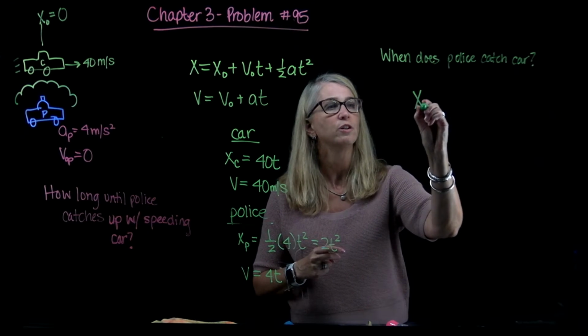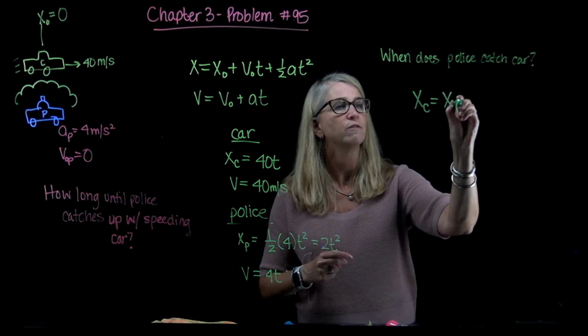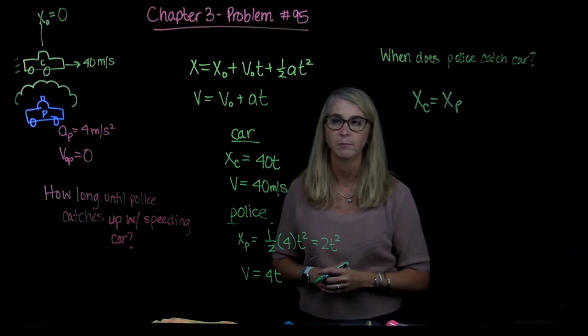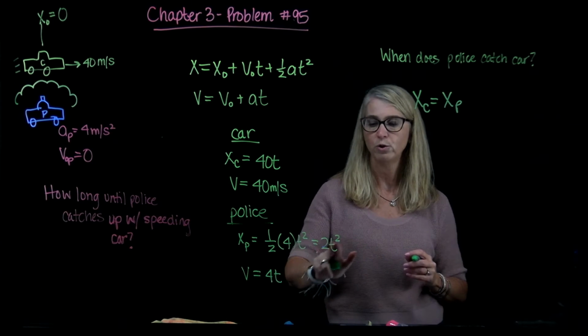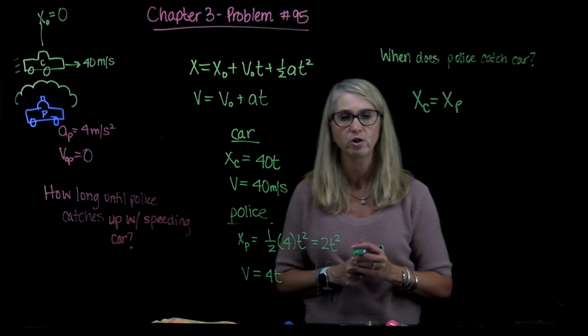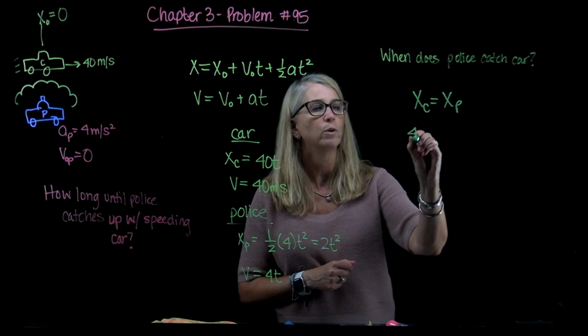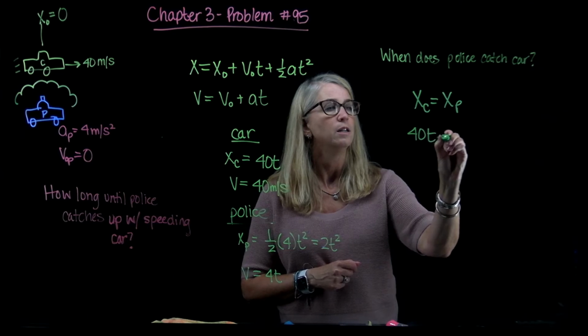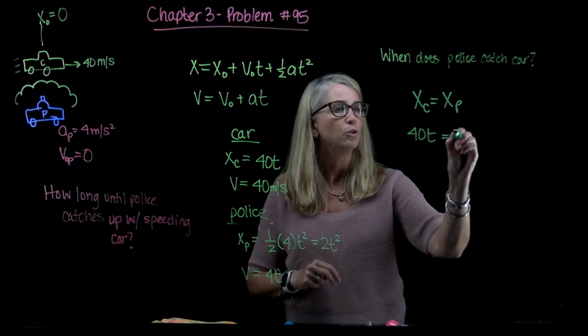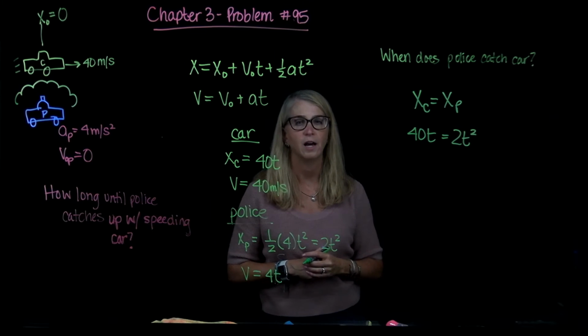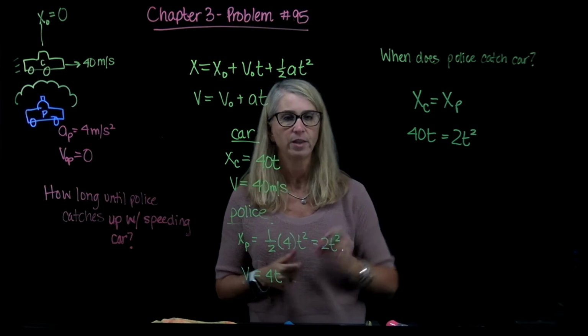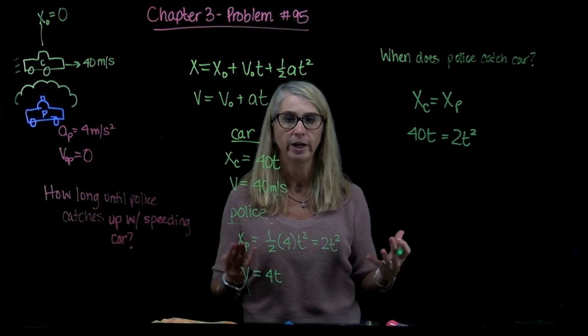We want the position of the car and the position of the police to be the same. And now what we can do is we can use these expressions for their two positions and set them equal to each other. The car being 40 times t, the policeman being 2t squared. If we can solve for the time when that satisfies that equation, we have our answer.